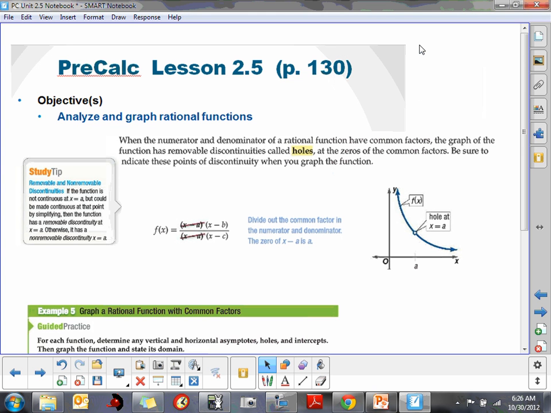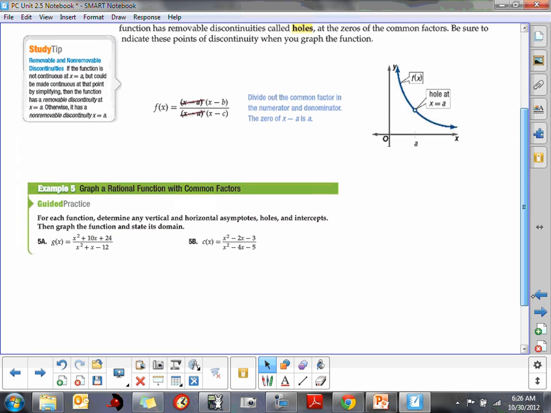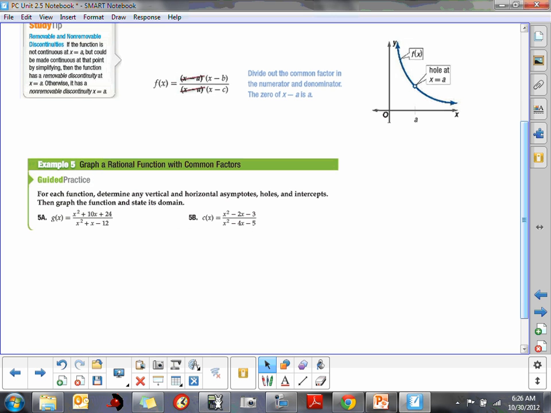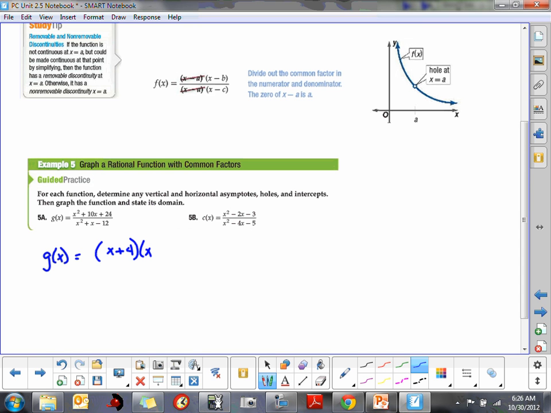The final part of this lesson on analyzing and graphing rational functions is the location of holes. To find the location of holes, it's always best practice, I still feel, to get your equation written in factored form. So first, I'm going to write g of x in factored form. The numerator will be x plus 4 times x plus 6. The denominator will factor into x plus 4 and x minus 3.